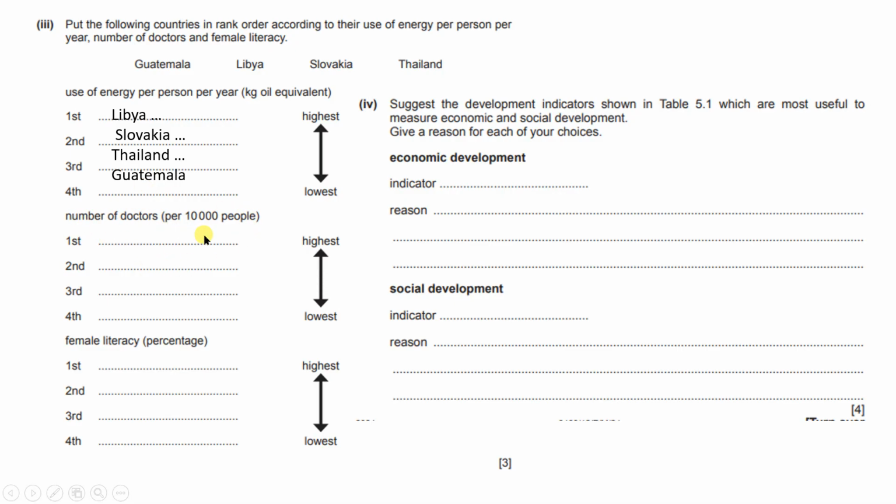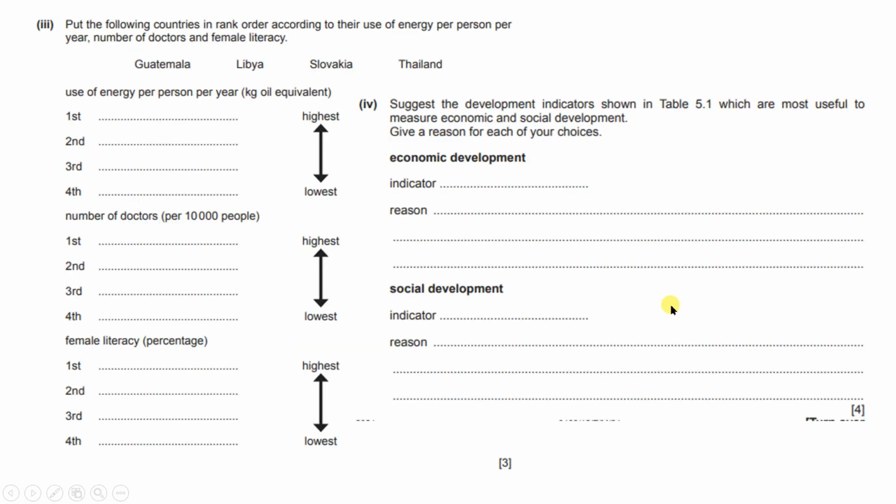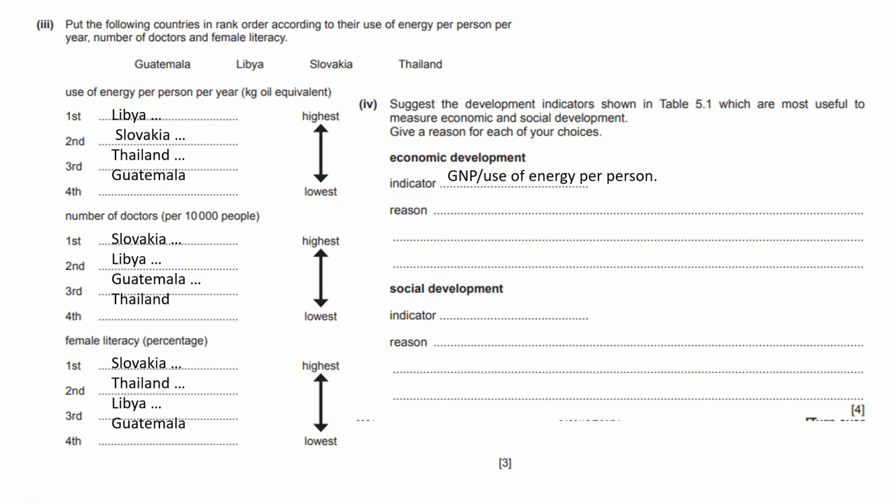The number of doctors. So you just come back, you look at number of doctors and you arrange it in that same order. I think the highest here is still Slovakia, followed by the same Libya. However, Guatemala comes third, then Thailand last. Then female literacy, I think Slovakia is still first, followed by Thailand, then Libya, then Guatemala still comes last. So that's all you need to do here to get your full mark.